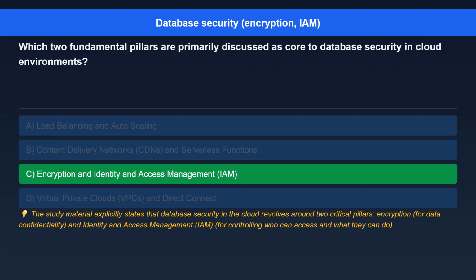The correct answer is encryption and identity and access management, IAM. Here's the explanation. The study material explicitly states that database security in the cloud revolves around two critical pillars: encryption, for data confidentiality, and identity and access management, IAM, for controlling who can access and what they can do.